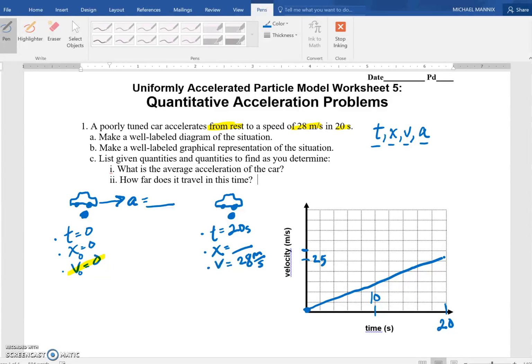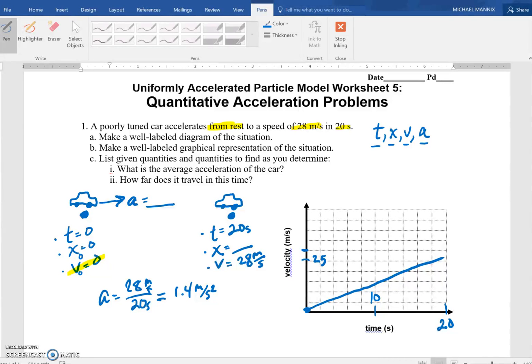And now I want to find out the average acceleration of the car and how far it travels. I'm going to try to use this VT graph for that. The average acceleration is going to be the slope of this graph, so I'll show the work here. Acceleration is the change in velocity divided by the change in time, and that's equal to 1.4 meters per second squared.